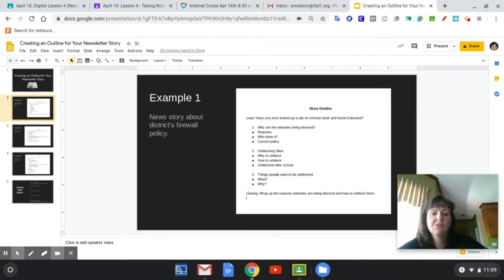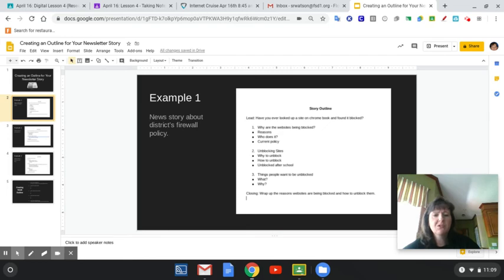Her first chunk of information she wants to share that she found in her research is why the websites are being blocked. And three things she wanted to include were the reasons that she got in her research from her interviews, mainly interviews with people from the district. Who does the blocking in the district, and what is the current policy? And that she found online.